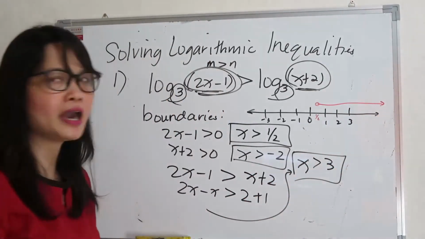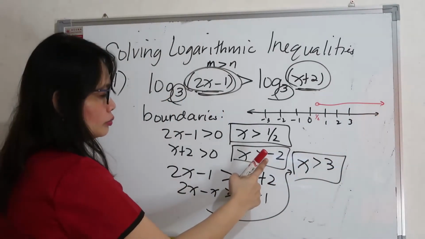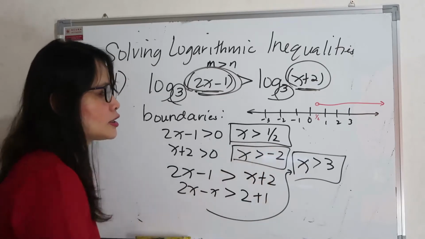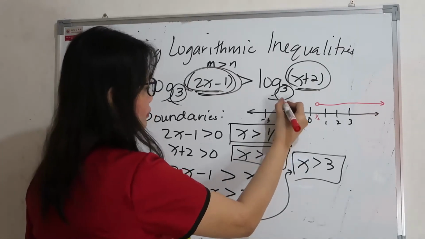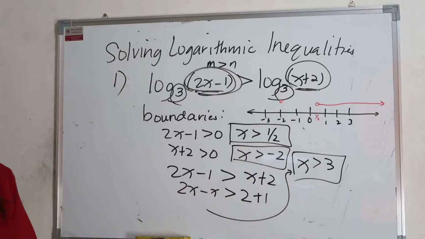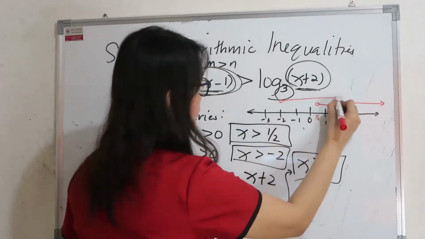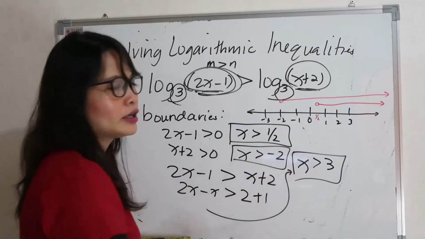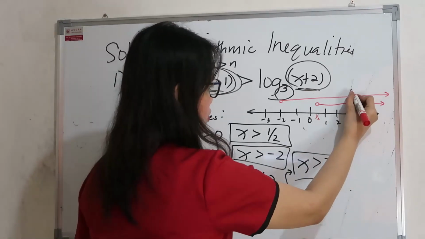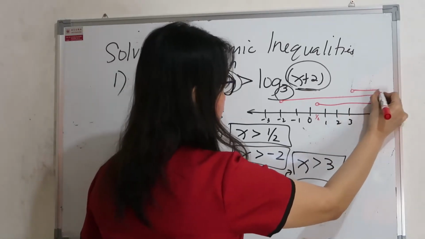Next, -2. Open circle, going to the right. Next, x greater than 3. Here, open circle, greater than 3.